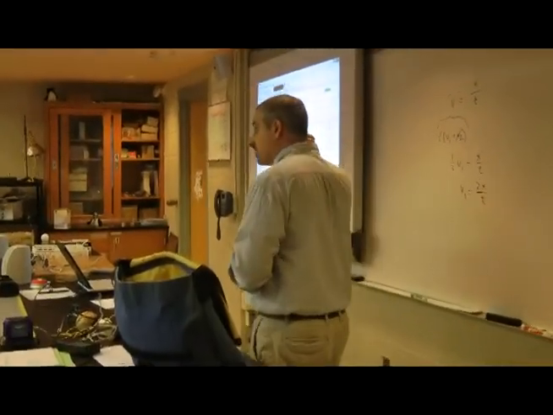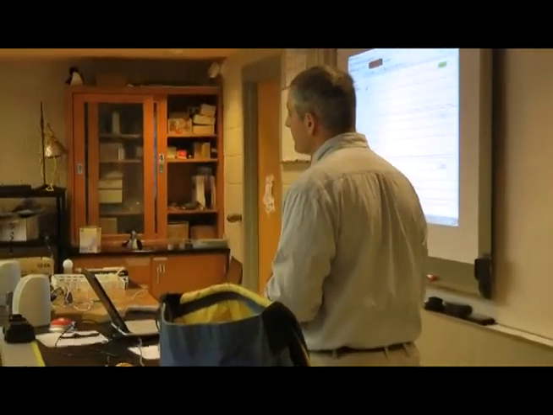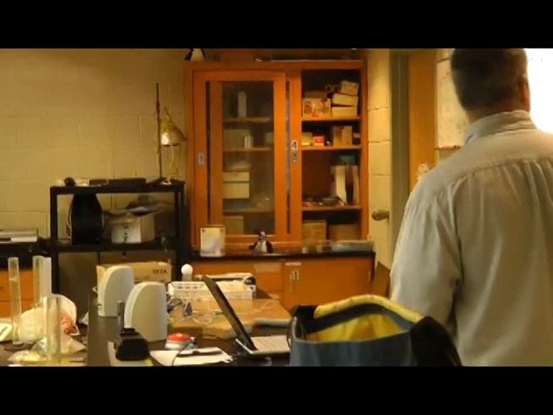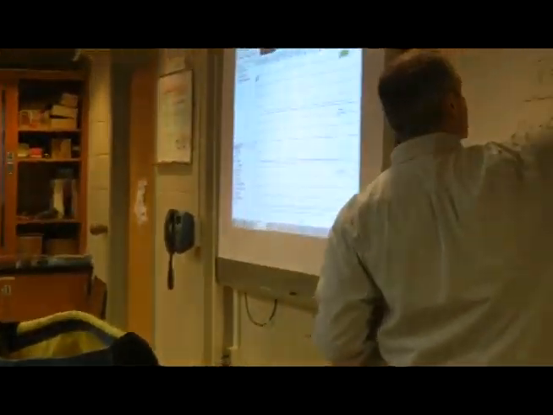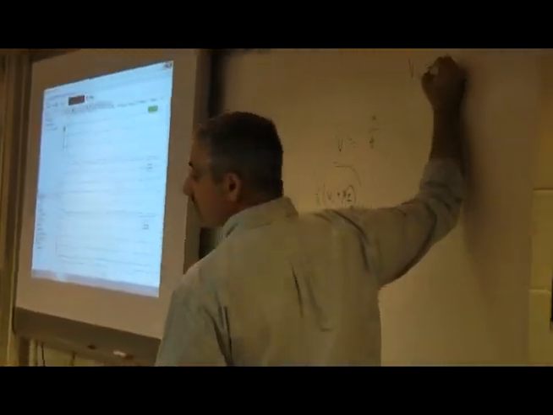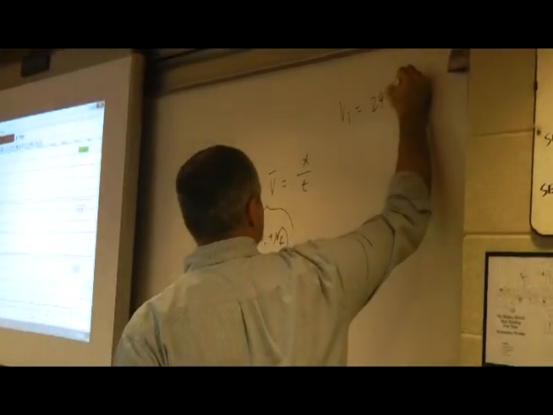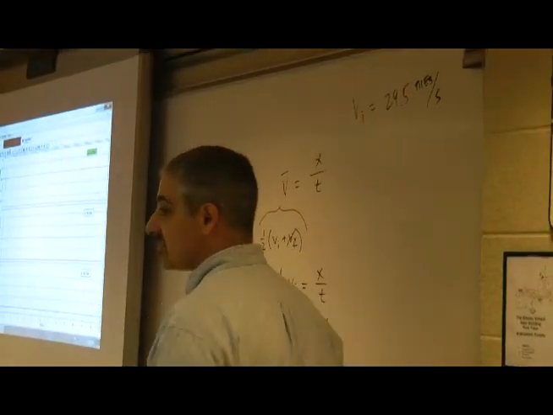I'd like to give you somewhere between 5 and 10 minutes to do some calculations. I'm going to tell you this. The initial velocity of my super-duper block launcher is 29.5 tiles per second.